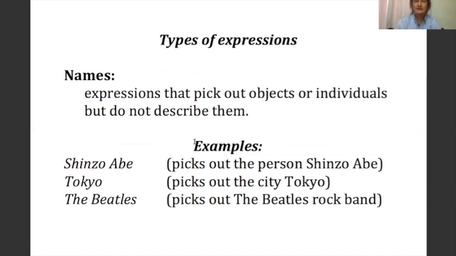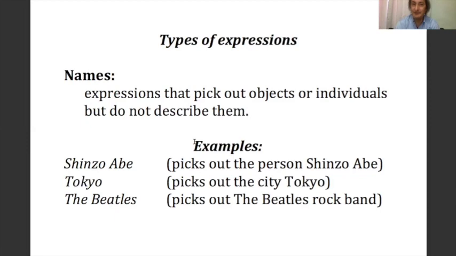Okay, I want to turn now to different types of expressions and what kinds of things they pick out. We have names. They're expressions that pick out objects or individuals, but do not describe them. The name Shinzo Abe picks out Shinzo Abe, the Prime Minister of Japan. It doesn't describe him as Prime Minister. It doesn't describe him as a husband. It does not describe him as a Japanese citizen. It simply picks him out.